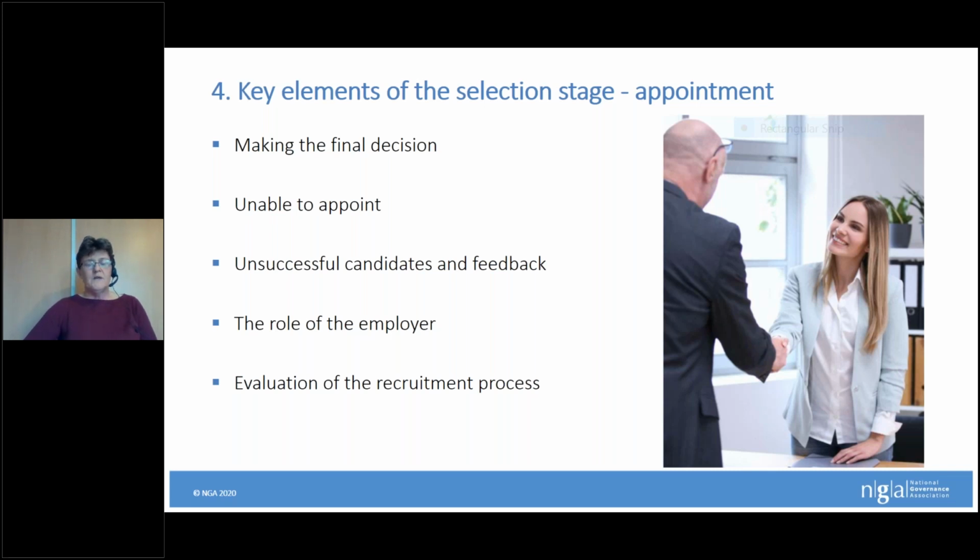As boards, we need to always be mindful of our role of the employer. And again, this is where our HR expertise can come in to make sure that we do all of the things we need to do as an employer.